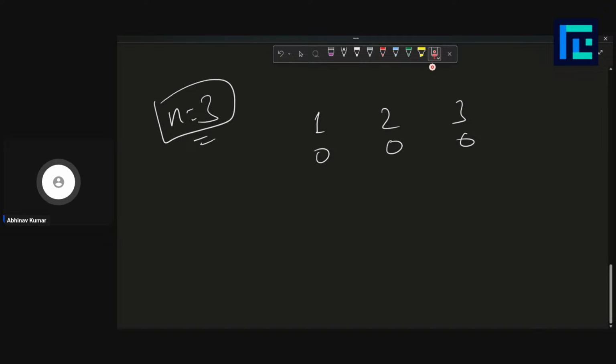So after one fight, remaining players would be n minus 1. After 2 fights, remaining would be n minus 2. Same way, after n minus 1 fights, only 1 player would remain. So always n minus 1 fights would be required for 1 player to remain. Here what may happen, let's say these 2 players fight together.